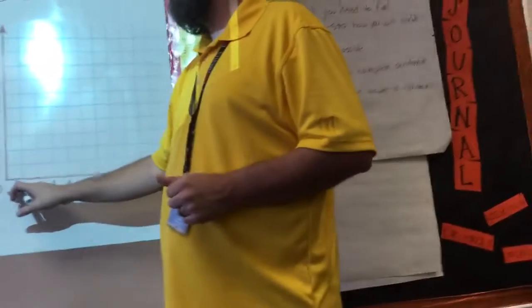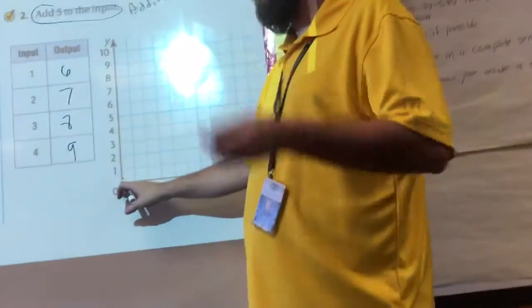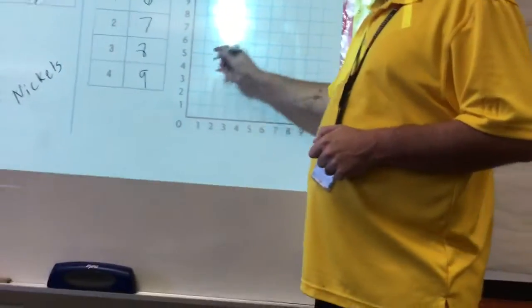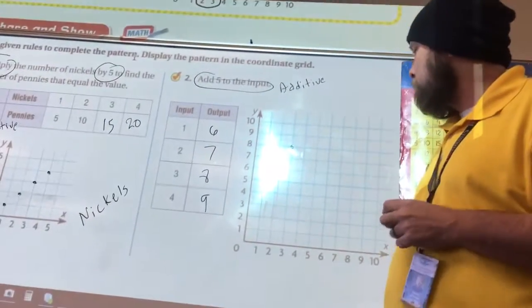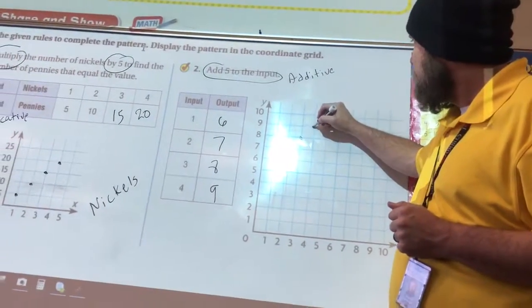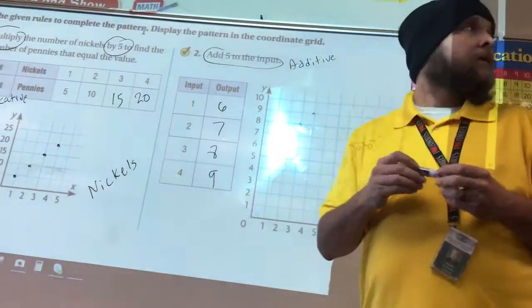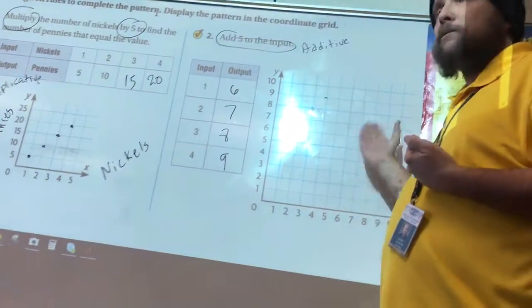So, the first one is going to be, what's my ordered pair, class? 1, 6. Second ordered pair. 2, 7. Third ordered pair. 3, 8. Next ordered pair. 4, 9. And again, it forms a straight line, so we're golden.